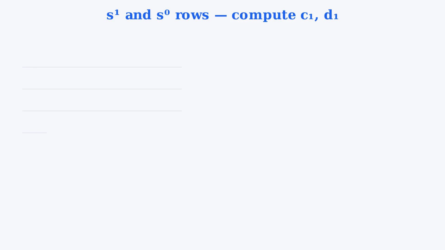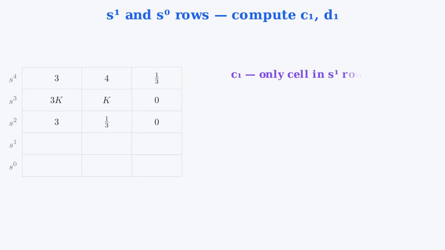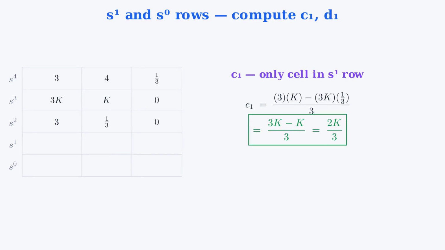Take the 2 by 2 block from the previous 2 rows. Top row 3k and k. Bottom row 3 and 1/3. Cross multiply. 3 times k is 3k. 3k times 1/3 is k. Subtract. 3k minus k is 2k. Divide by the leading element of the row above, 3. C1 equals 2k divided by 3, or equivalently, 2k over 3. Here the k survives. The cell depends on k.